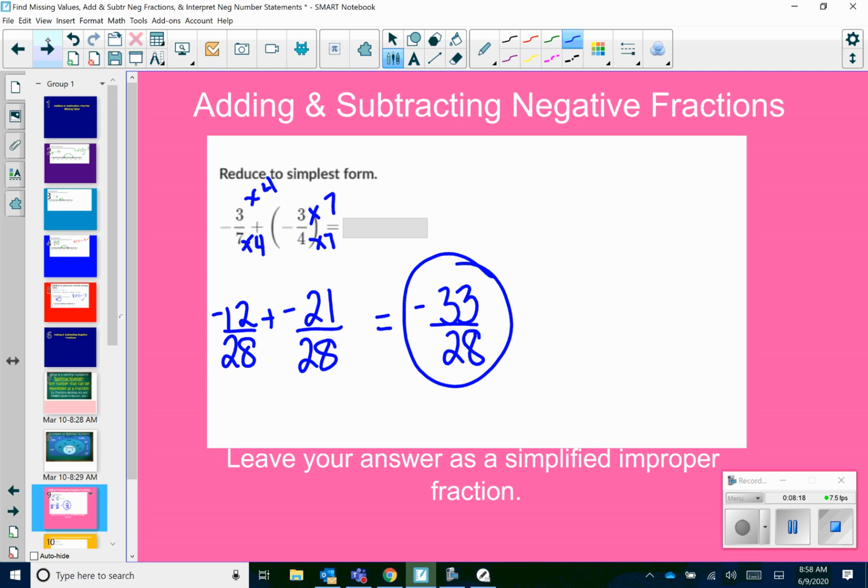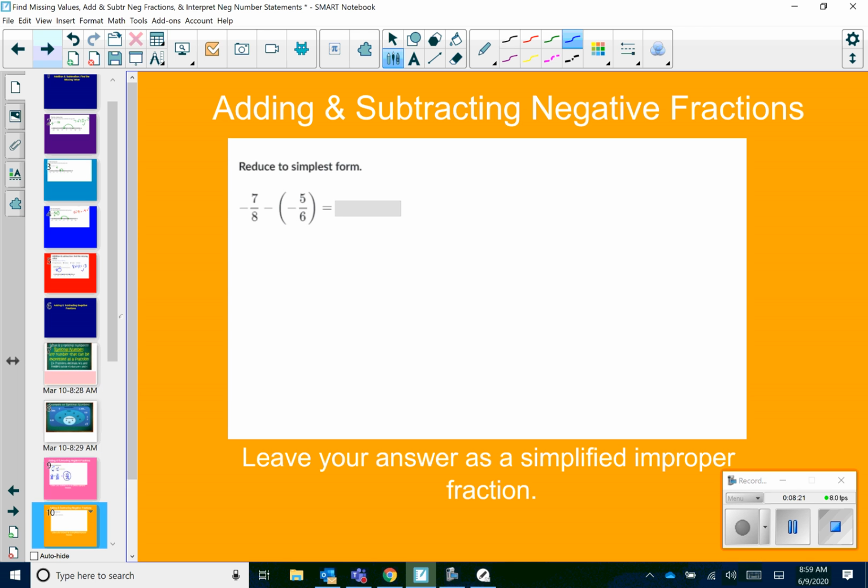Let's try another one. Okay, so here our denominators are 8 and 6. Let's look at our multiples of 8. We've got 8, 16, 24. So 24 is going to be your common denominator. Let's start getting our equivalent fractions ready. Okay, I do notice subtraction here. We know our rule for subtraction is keep change change. So I'm just going to switch those to addition and to a positive. And then we're going to make our equivalent fractions.